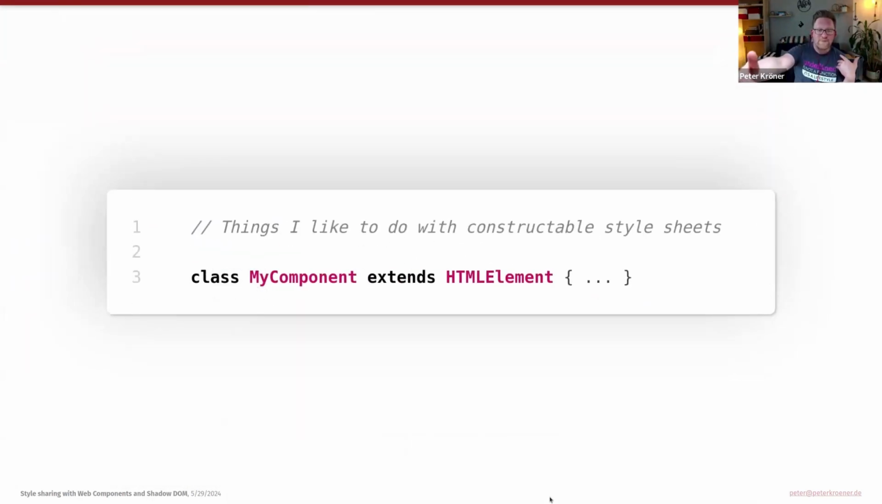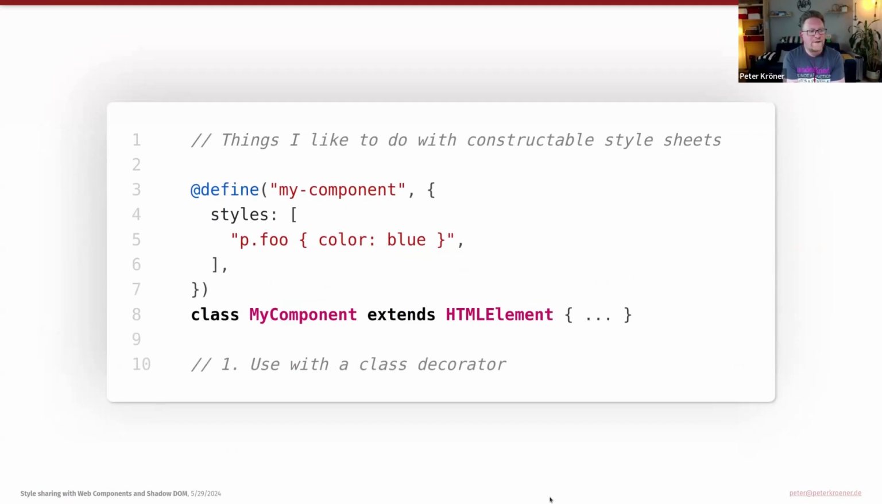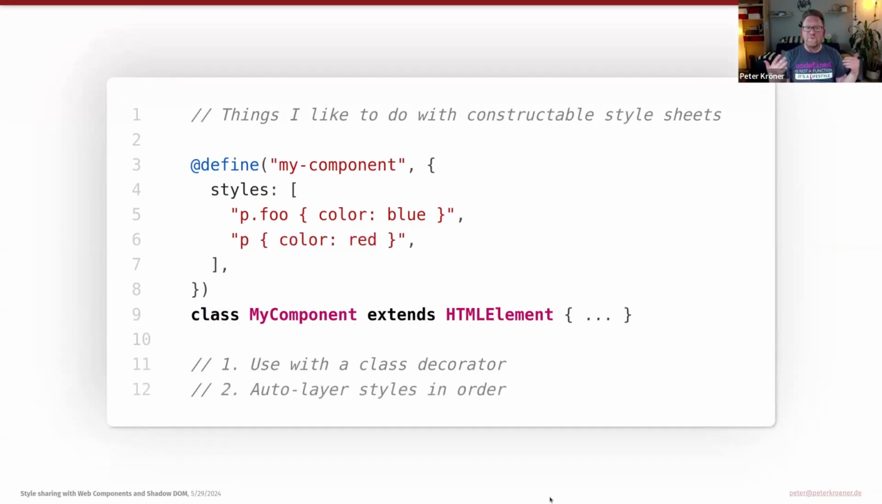So this is what I like to do with my constructible style sheets. I have a decorator, @define, that I can apply to my component classes that defines this component class with a certain HTML tag, in this case, my-component. And this then allows me to also add styles while I'm defining my component. This can be some inline CSS. If there's more than one string, these strings are automatically generated in layers. So they are applied precisely in the order of strings that I define here.